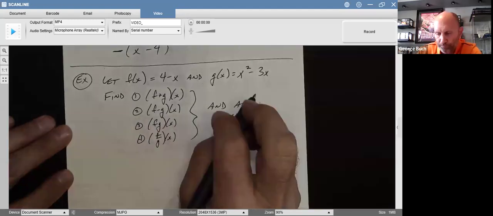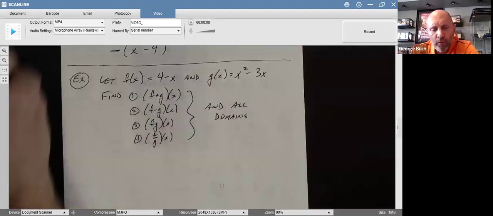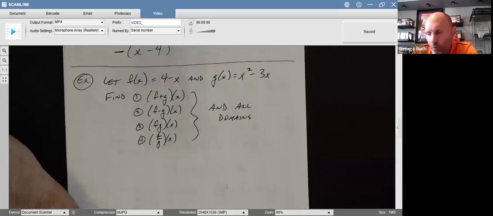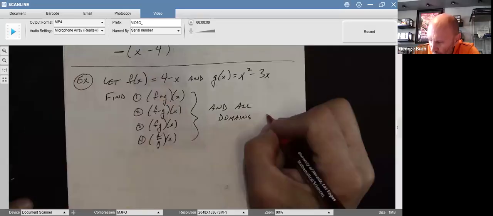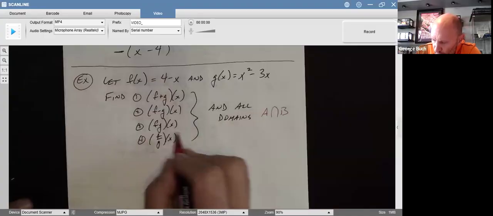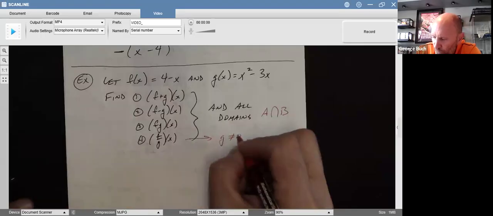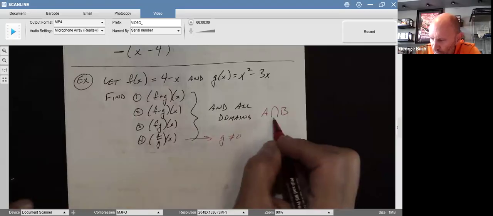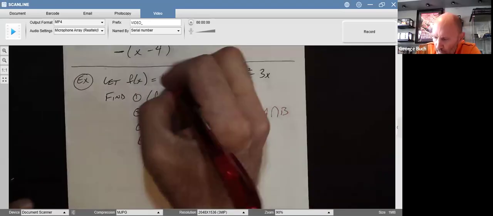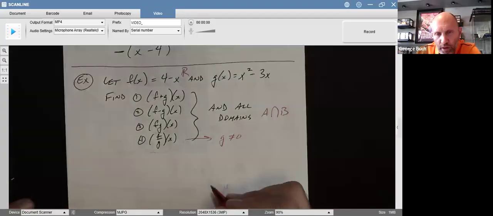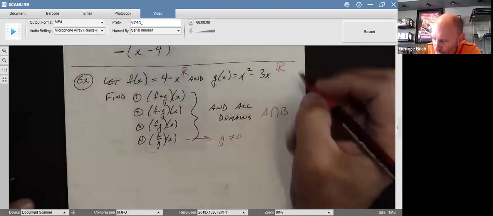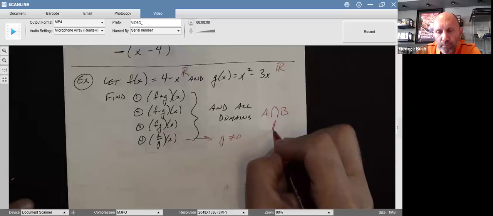So, first of all, if you remember for the algebra of functions, the domain is always going to be A intersect B. And then for the division one, also, g cannot be 0. So first, let's find the two domains. Well, for f of x, it's all real numbers. I don't have any even roots or denominators. G of x, same thing. It's all real numbers. So the intersection is going to be all real numbers.